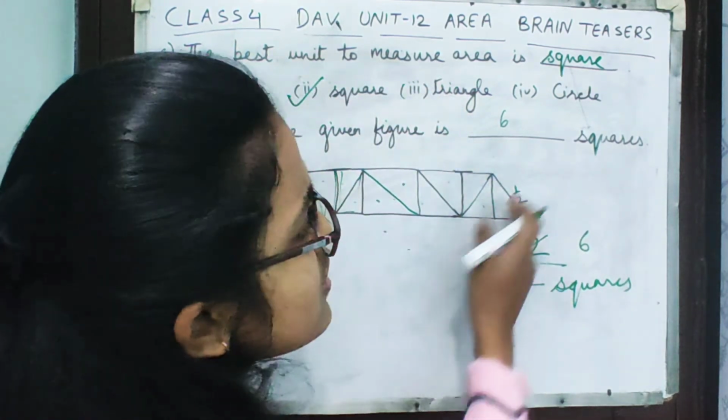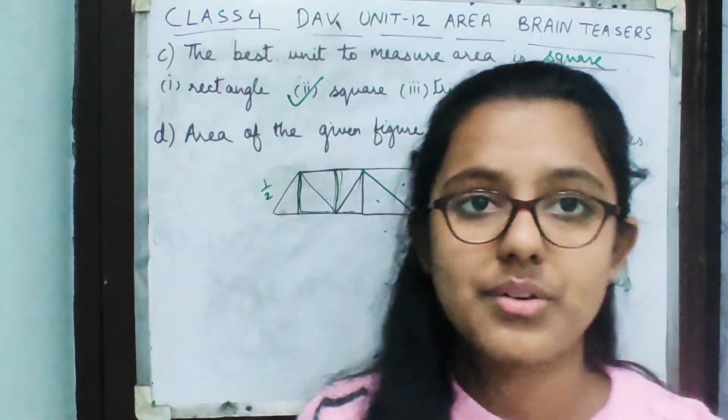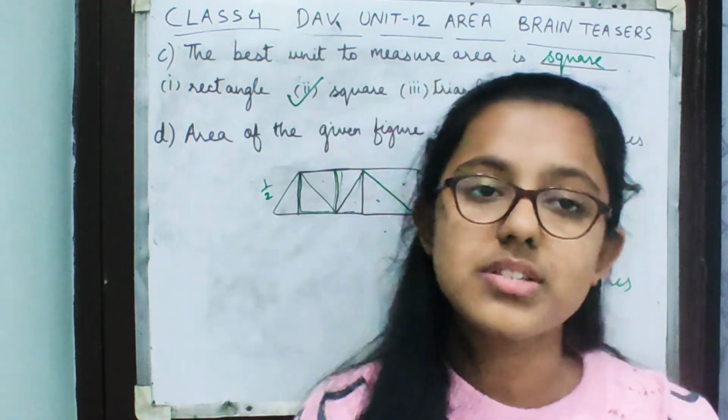So both ways you can do it. The easier way is counting the squares and then solving it out. So our correct answer here will be 6. Moving to the next part of this first question.